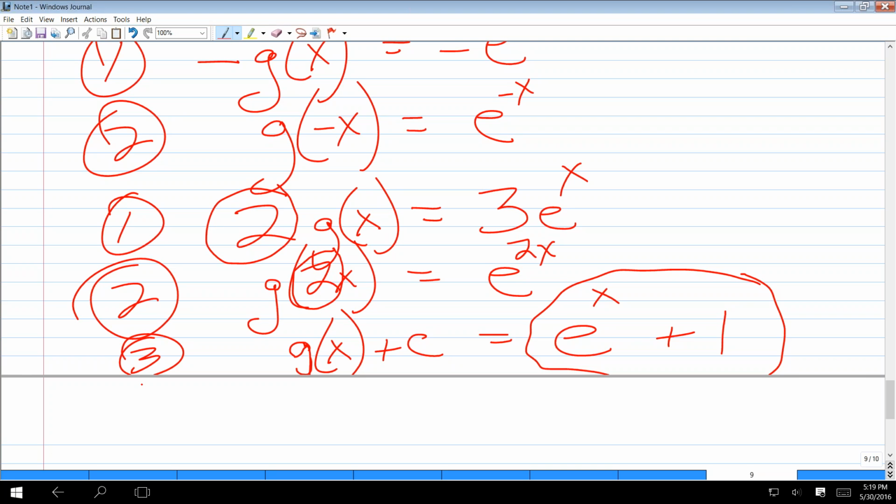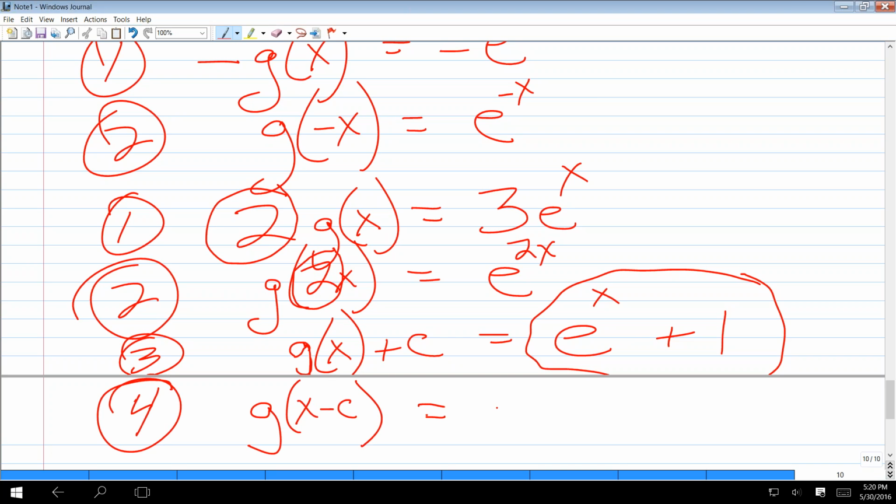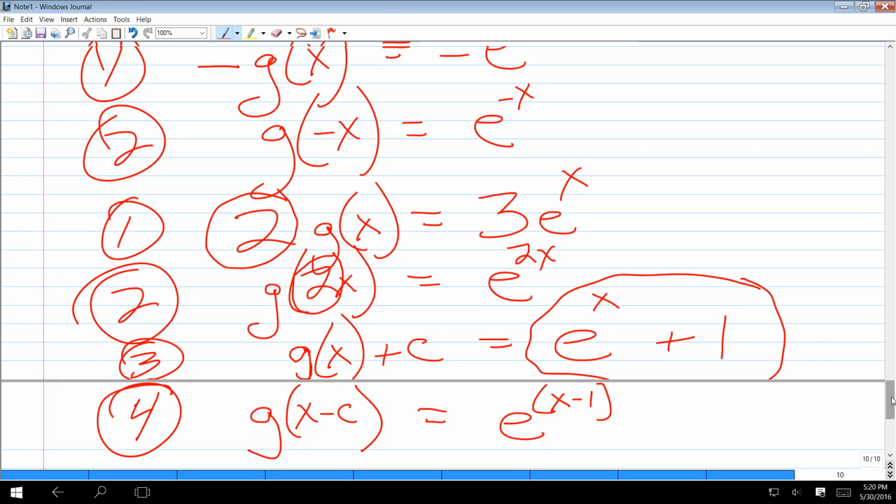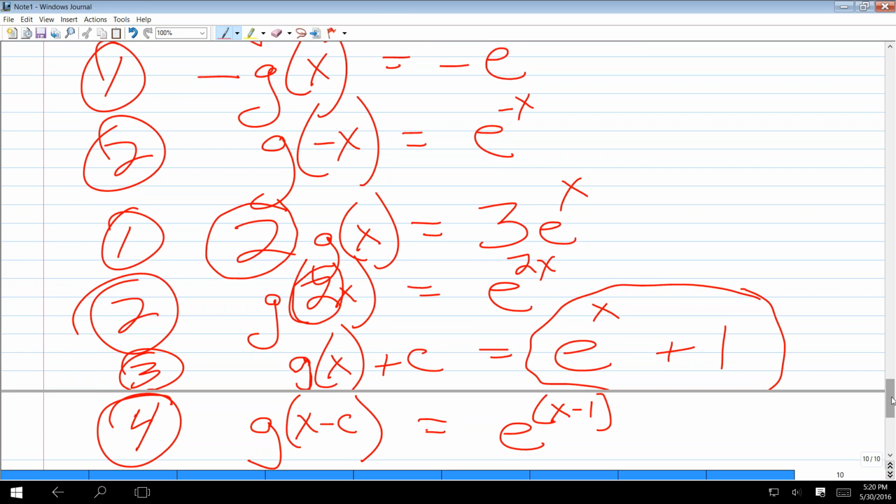And finally, there's only one other thing you can do, and that's a horizontal shift, and that would be this. In other words, if I had e to the x minus 1. Notice how each e function looks different. All 6, you almost have to look at the e to the x function to see all 6 of these changes.